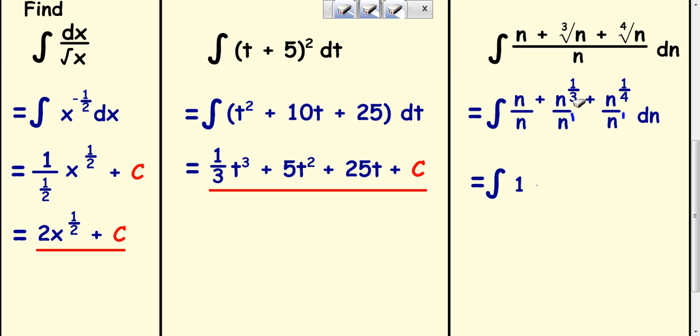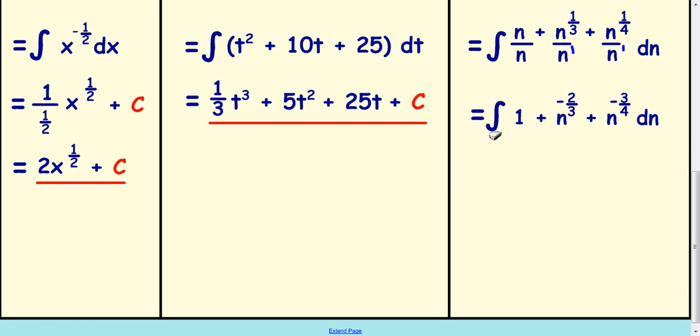So we've got a third take away 1, because the laws of indices say that when you divide you take them away, so that's going to be negative 2/3. And a quarter take away 1, that's negative 3/4. Now we can integrate. So integral of 1 is just n. Add 1 to the power, so that's going to be negative 2/3 plus 3 over 3, so that goes to 1/3. And divide by a third, so n to the third divided by a third. Add 1 to the power here, so you're adding 4 over 4, so that's going to be a quarter, and divide by a quarter, plus c.